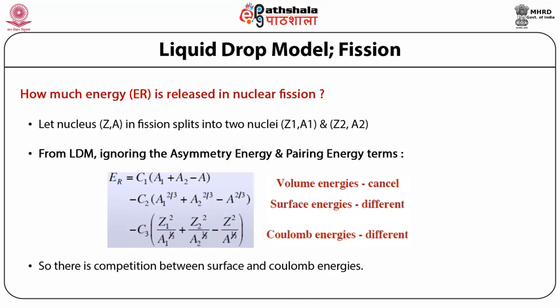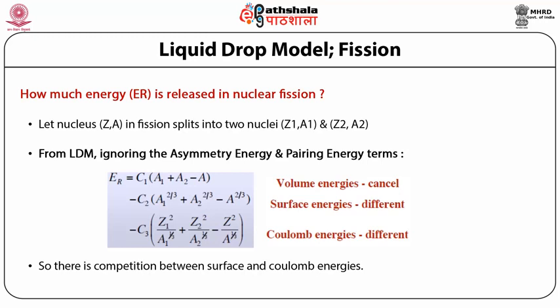From the liquid drop model, ignoring the asymmetry energy and pairing energy terms, the energy released is equal to C1 times (A1 plus A2 minus A). The volume energy basically cancels because the volume remains conserved. A was the initial nucleus, A1 and A2 are the mass numbers of the two lighter nuclei. Because of volume conservation, even after fission, if we compare the volume, the volume energies basically cancel. Then minus C2 times (A1 to the power 2 by 3 plus A2 to the power 2 by 3 minus A to the power 2 by 3).